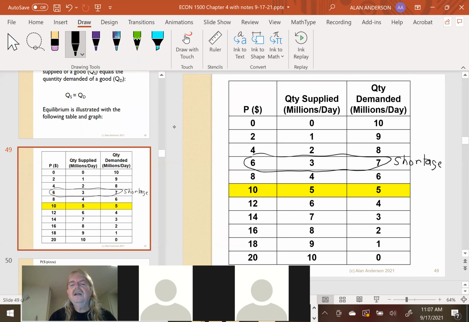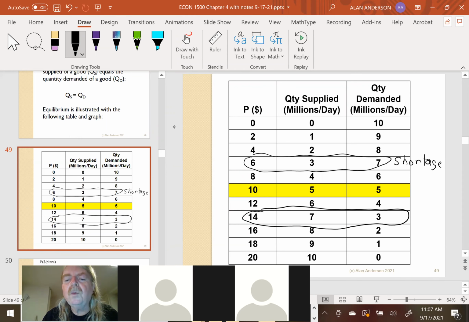But then if they, on the other hand, charge too much, $14, a lot of people won't buy the pizzas at such a high price. So they'll find themselves with more pizza than people want to buy. And then they have to throw it out and it goes to waste. So we call this a surplus. There's too much being produced. The price is so high that people aren't willing to buy it all at that price.